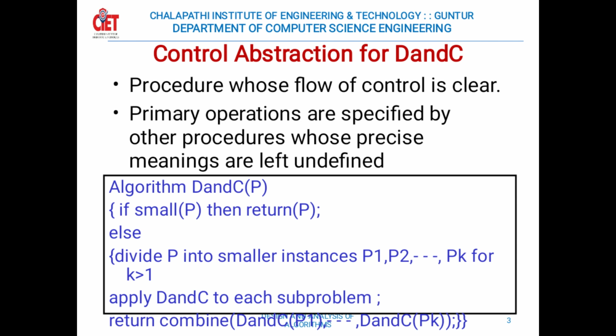After dividing and solving each subproblem, we use the combine method, return combine. So combine means merge the solutions of subproblems to obtain the solution of the problem. After solving the subproblems P1, P2 up to Pk, we merge or combine the solutions to obtain the solution of problem P.